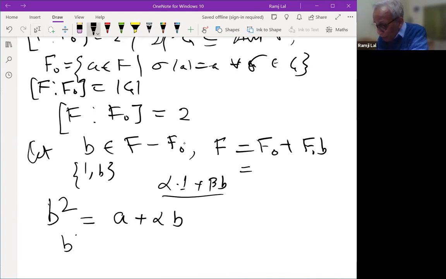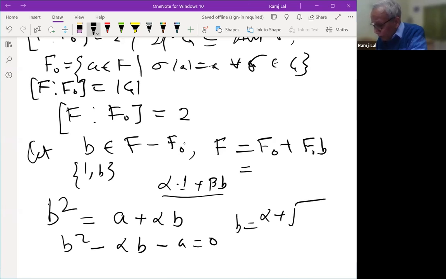B square is a solution of this equation, alpha B minus A equal to 0. And so B can be written as alpha plus under root of alpha square plus 4A, upon 2. So this is a solution.